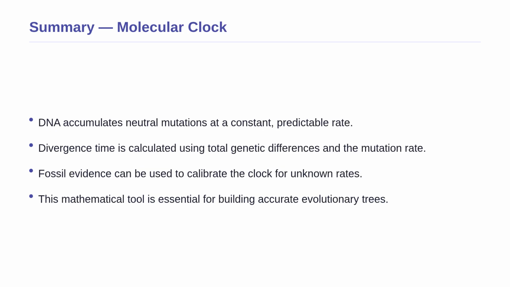We have covered a lot of ground today, so let us summarize the key takeaways. First, remember that DNA accumulates neutral mutations at a constant, predictable rate, acting just like a ticking clock. Second, we can calculate the exact divergence time between two species using the total genetic differences and the mutation rate. Finally, when the mutation rate is unknown, we can use known fossil evidence to calibrate the clock. You now understand the fundamental principles of the molecular clock, a tool that is absolutely essential for modern evolutionary biology.